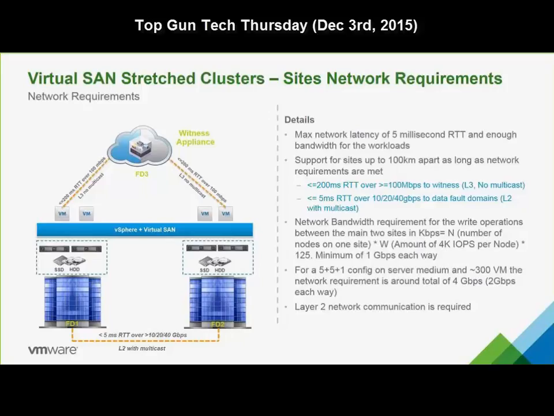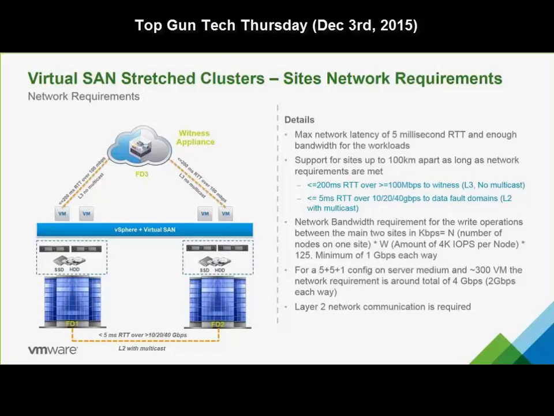With vSAN stretch cluster, the site network requirements are specific in order to guarantee that that stretch cluster will perform appropriately. So between your 2 main sites, you must ensure that the maximum network latency is no more than 5 milliseconds round trip time, RTT, as well as have enough bandwidth for the associated workload. That's critical. And that's why, again, we say that stretch clusters are essentially for metro distances only. They can also support up to 100 kilometers apart as long as the following network requirements are met.